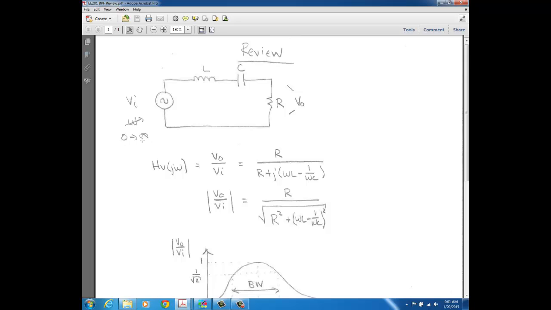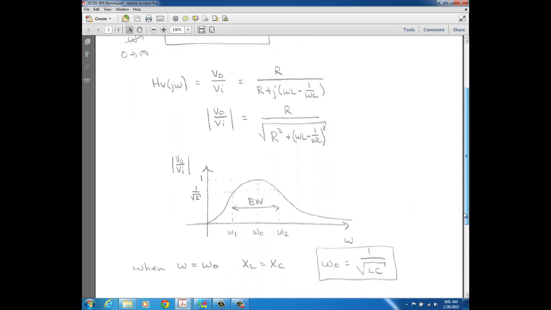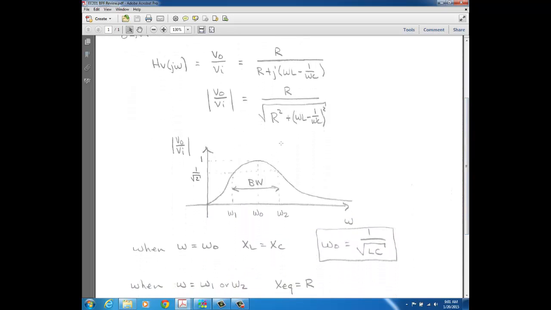and V in can vary its frequency from 0, which is DC, up to, in theory, infinity. We derived this frequency response equation by just doing voltage divider for the voltage across the resistor, and then we took the magnitude of that. We saw that for various omegas, if you plotted the magnitude of the frequency response, which is just the ratio of V out to V in, you get this bell-shaped curve that in general is not symmetric.